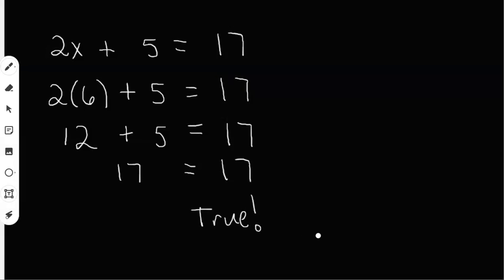So if you don't get a true statement at the end, like let's say you get 0 equals 17, you need to go back and see what you did wrong, because this would be a false statement.